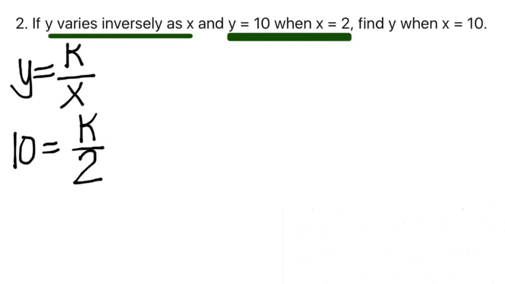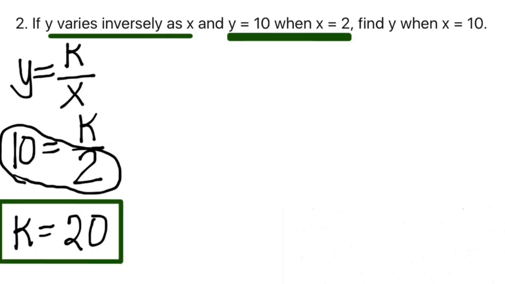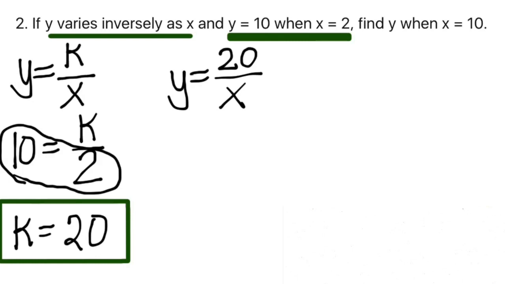And then, same process, cross-multiply lang natin yung 10 and 2. So, 10 times 2, that is 20. So, the value of k is 20. So, since we have the constant of variation, which is 20, we need to write the equation of variation. So, that would be y equals 20 over x. So, meron na tayong equation of variation. Gagamitin natin to para ma-solve yung y.